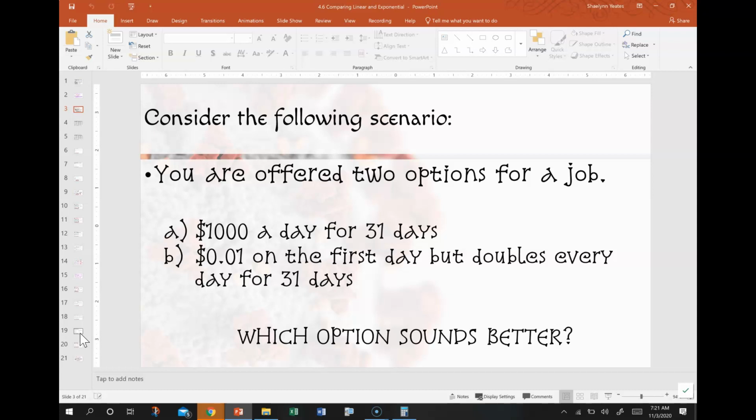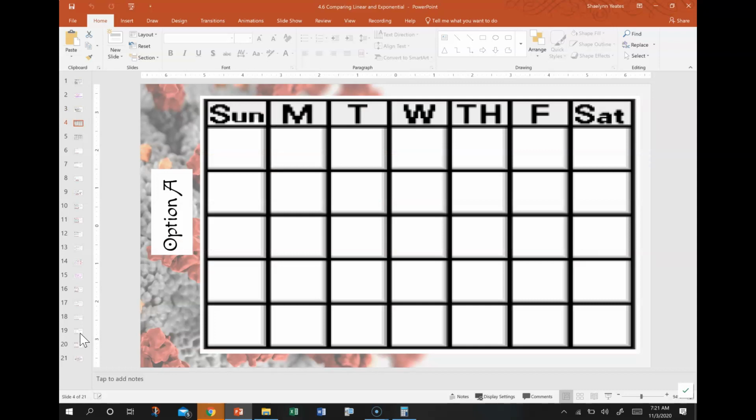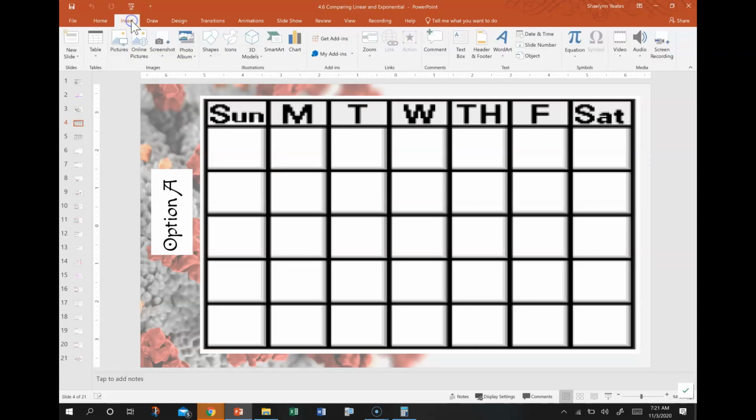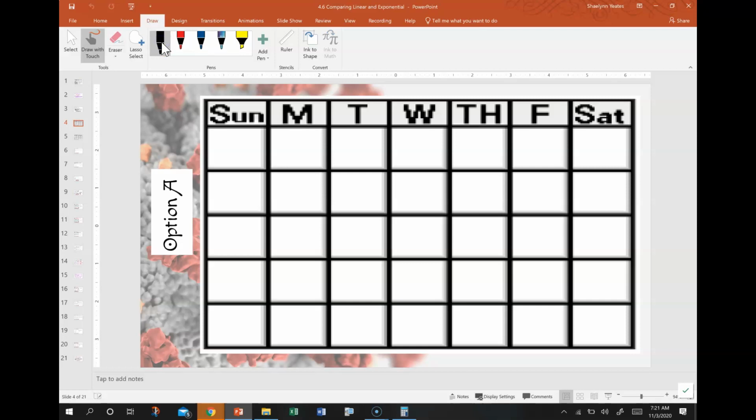Some of you may say A, some of you may say B. Let's find out. So option A is kind of lovely. Let's see, for 30 days, let's do 1, 2, 3, 4, 5, 6, 7, and this would be 14, 21, 28, this would be 29, 30. There's our 30 days. Okay, so then our first day we would get $1,000.